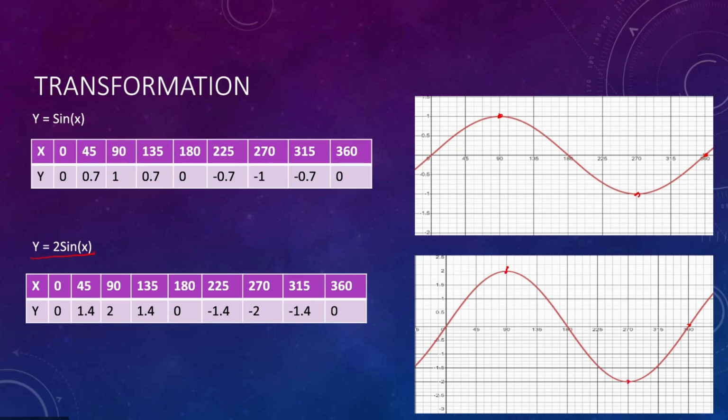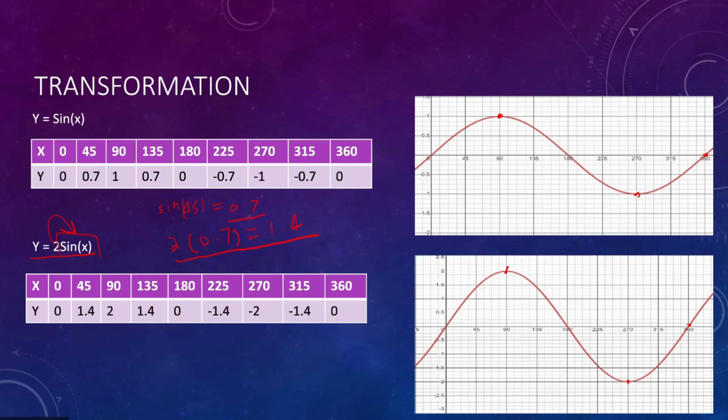So the only thing that this 2 sine of x is doing is, first of all, it is applying the function sine of x, and then 2 is being multiplied with it. For example, if I was to take the value x is equal to 45, first of all I'm going to find out sine of 45, which is 0.7. Now I'm going to multiply it by 2, 2 into 0.7, which gives me 1.4.